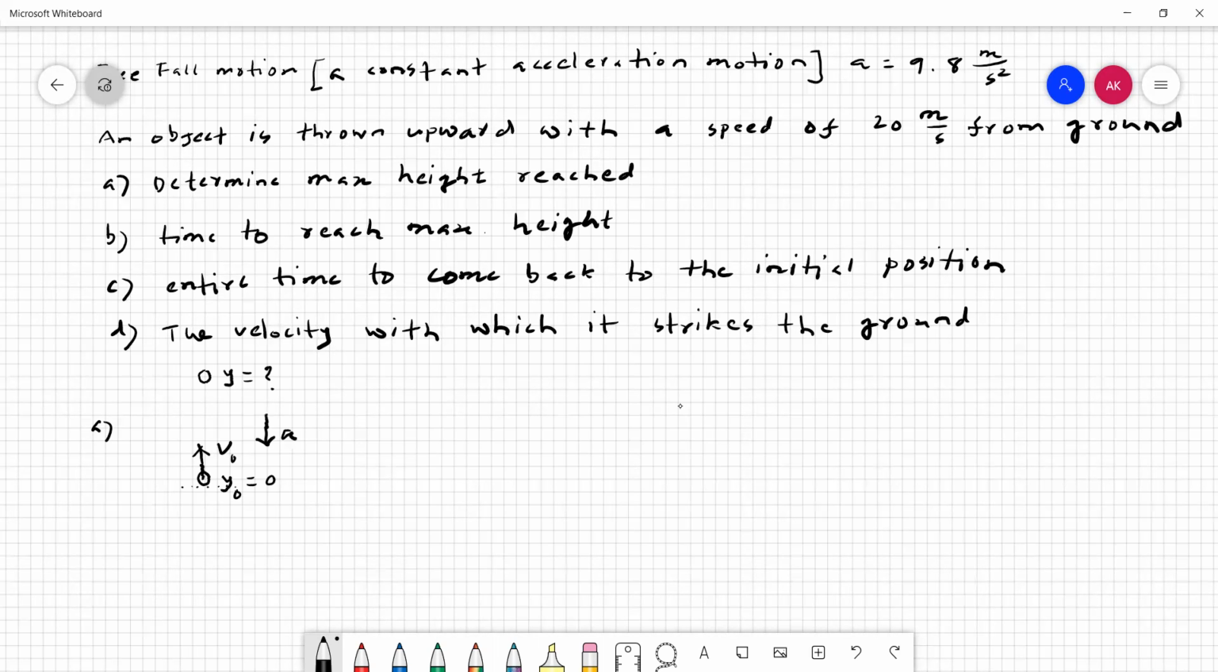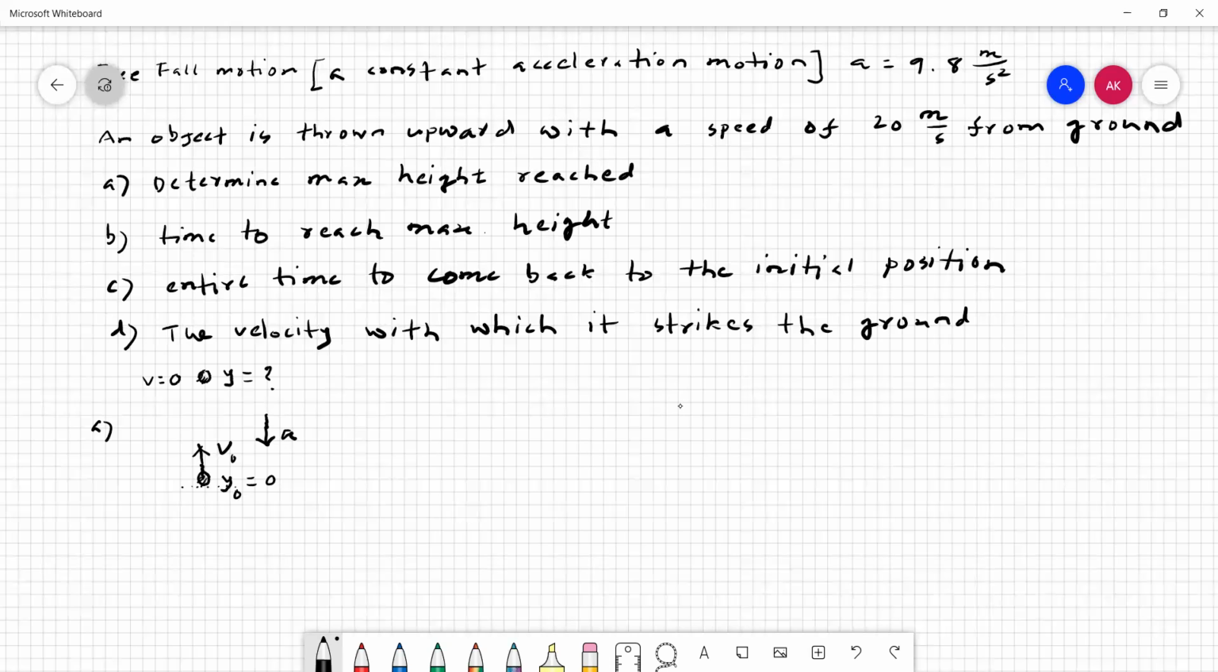One key thing in part A: when the object reaches its maximum height, what's the velocity at that position? The velocity at the maximum height will be 0. Okay, the initial velocity is not 0. We have given some speed initially, v0, in the upward direction.